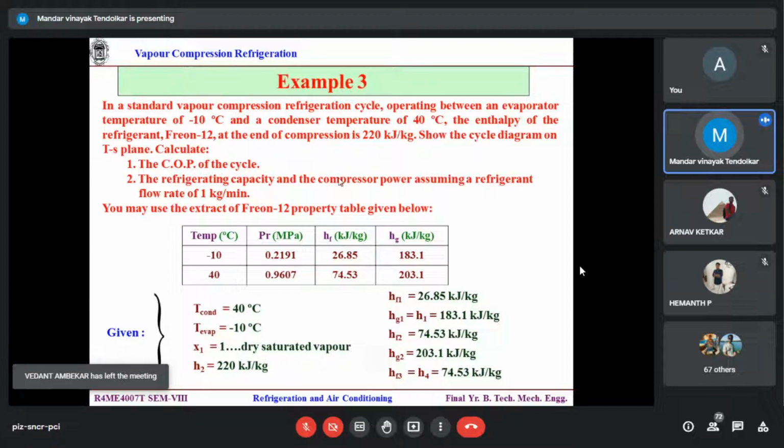Fine. So now I can write down directly Hg1 is my H1. Correct, this 183, since it is a dry saturated one. Then H1 is known, 183. H2 directly given 220. Correct. And H3 is the same as Hf3, liquid part, which is 74. Do you agree? Yes, sir.